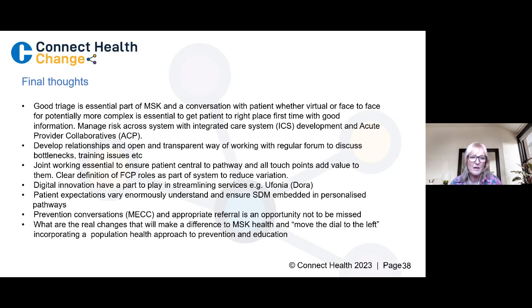And what the real changes need to make is that move to the left and taking that population health approach with prevention and education and incorporating it into the pathway. And obviously that's something that we've worked very hard with our providers of MSK to deliver on.